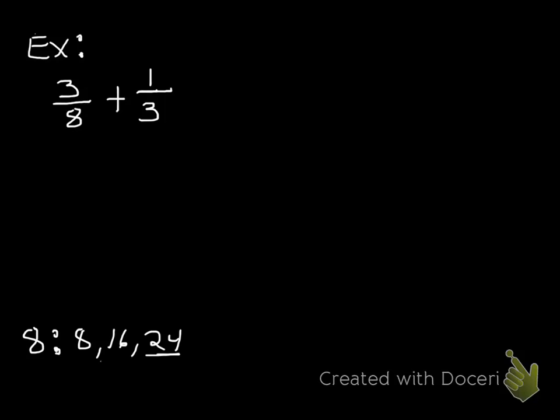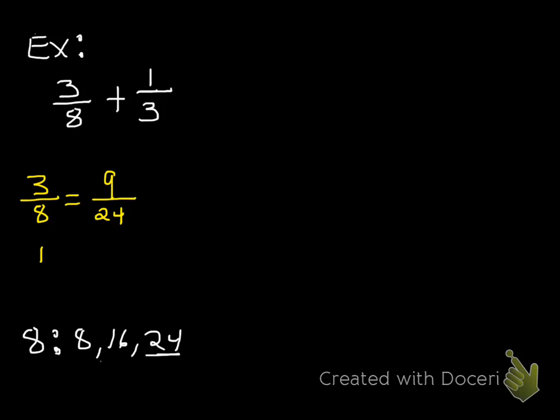So we want to rewrite these in terms of 24ths, because that's how we can break them down into being the same. For 3 over 8, the common denominator is 24. I need to figure out what to multiply the 8 by to make 24, and it's 3. If I multiply the denominator by 3, then I have to multiply the numerator by 3. So 8 times 3 is 24, and for the numerator, 3 times 3 is 9.